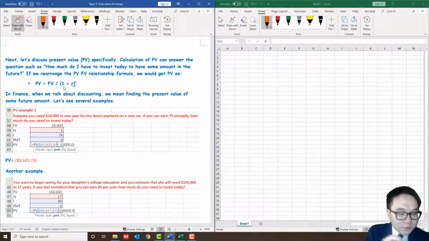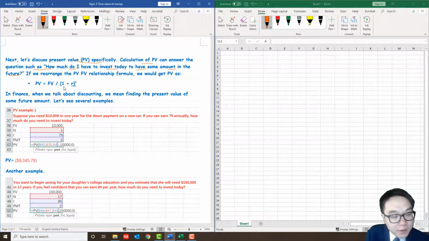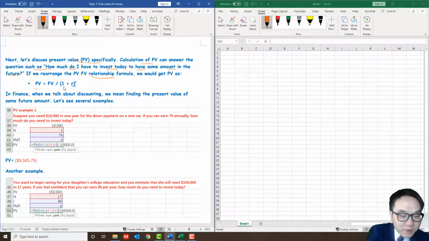Next, we're going to discuss present value, PV. Calculation of present value answers questions such as how much do I have to invest today to have some amount in the future. If we rearrange the PV and FV relationship formula in the previous page, we're going to get this: PV is going to equal FV divided by (1 plus R) to the power of T.